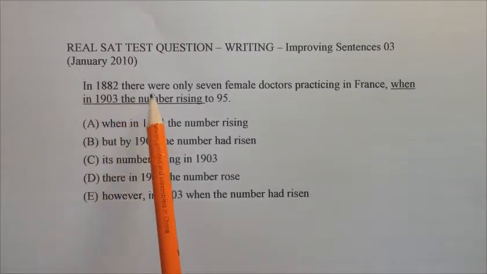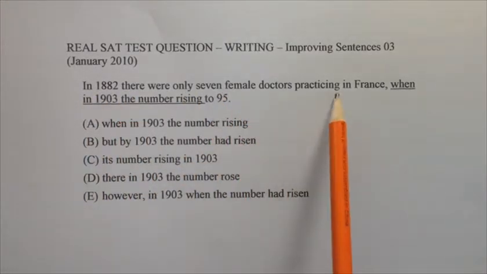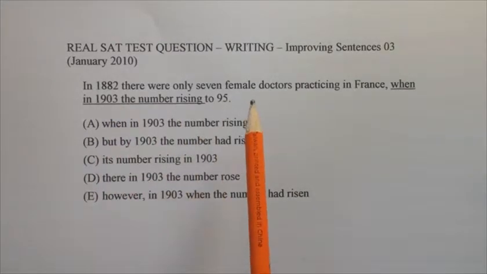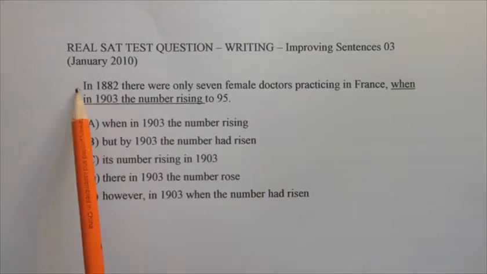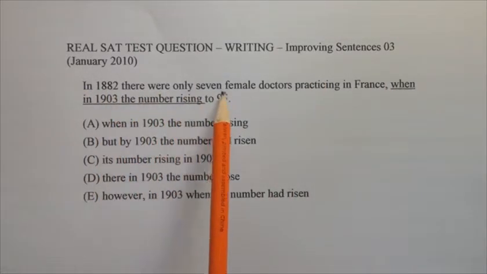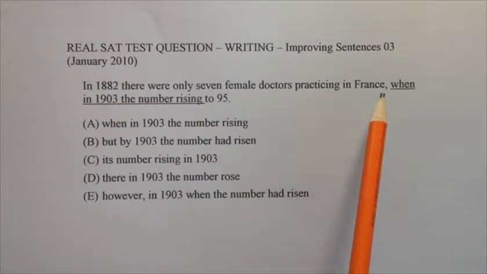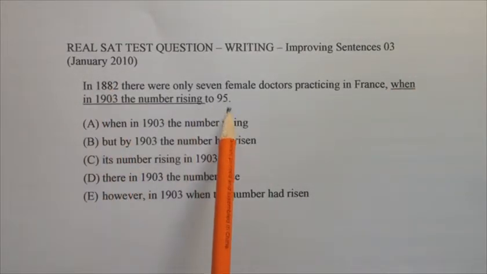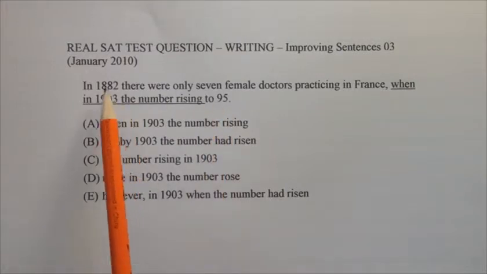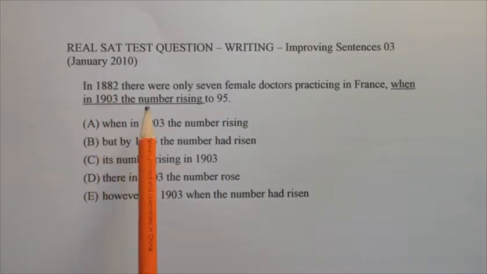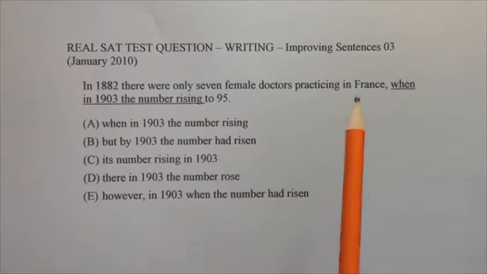In 1882, there were only 7 female doctors practicing in France, when in 1903, the number rising to 95. Okay. If you try and look at the meaning, in 1882, there were only 7 female doctors practicing in France. They're trying to tell you that the number rose to 95 rather quickly, right? By 1903, the number was already 95.